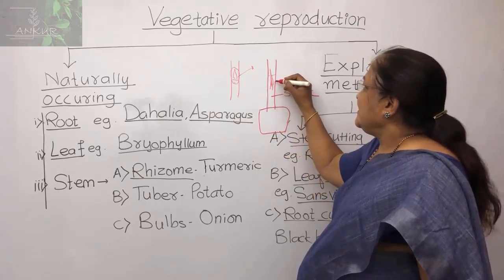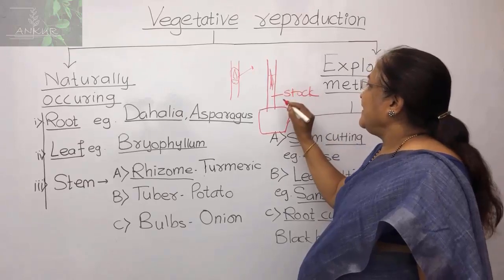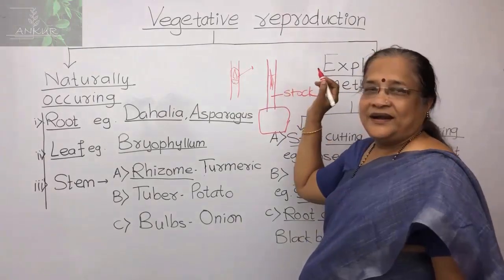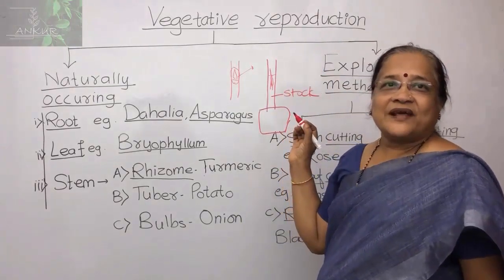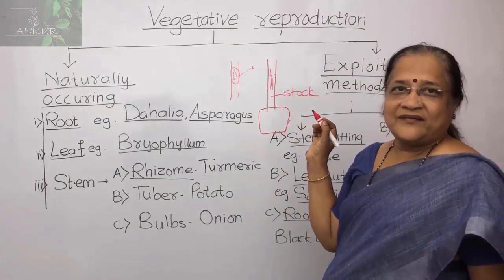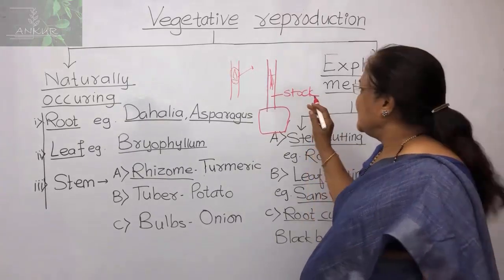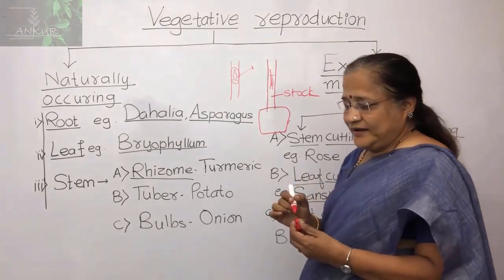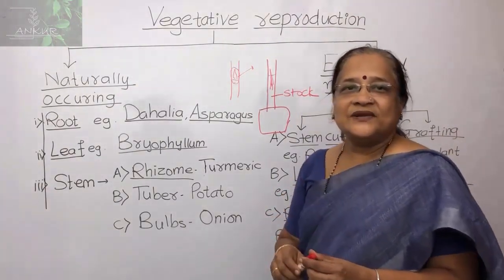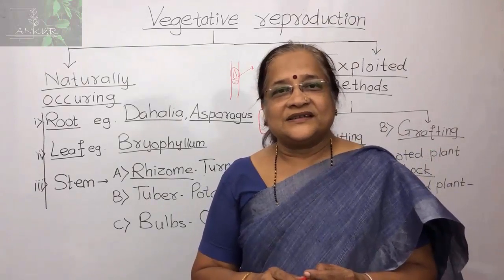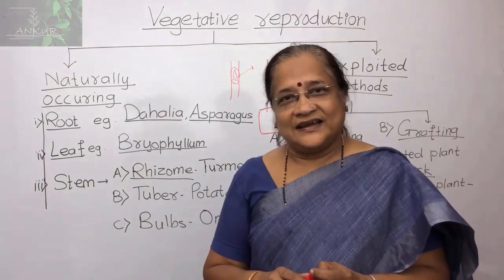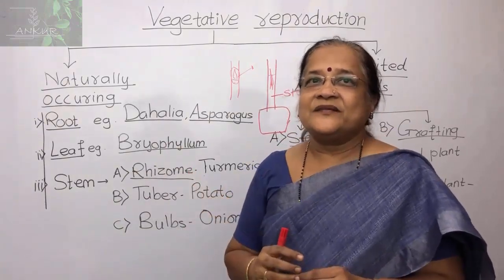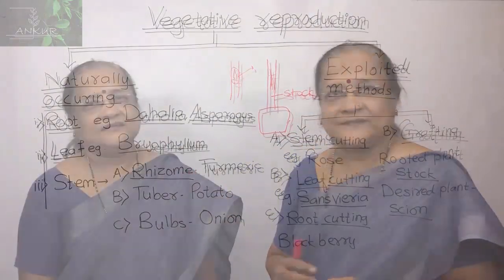Later on we get the growth of this plant, and the stock supports it and gives vigor to the scion plant, and from that you get a good or better variety of the plant. So these are some methods from which we get different types of vegetatively propagated plants which are useful for us, in ornamental plants and in other plants also, through different methods of vegetative propagation.